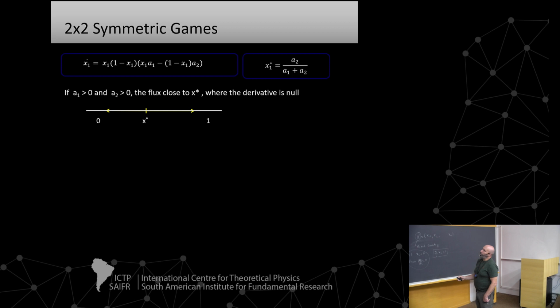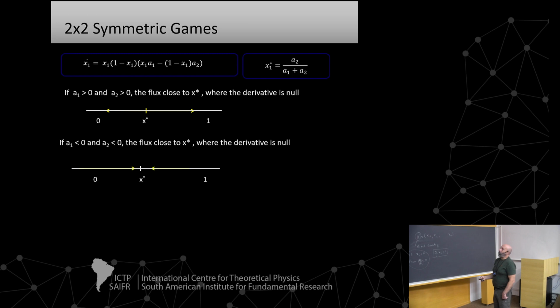So in this case, this point will be here, but if we analyze the derivative, we can see that if I am between 0 and x star, the derivative is negative, because this is positive, but this term will be negative. So the derivative will drive me towards 0. On the contrary, if I am between x star and 1, this term is positive, and this term is also positive, so the derivative will drive me towards 1. So if both of them are positive, both 0 and 1 are steady states, and this equilibrium in the middle is an unstable equilibrium. Okay?